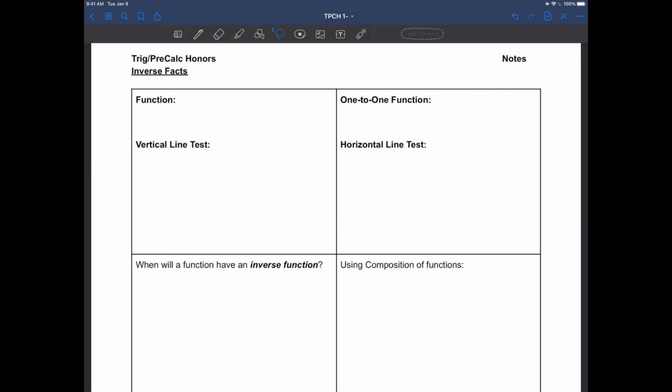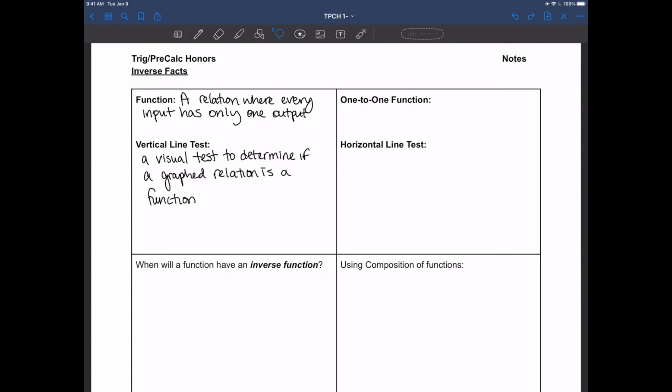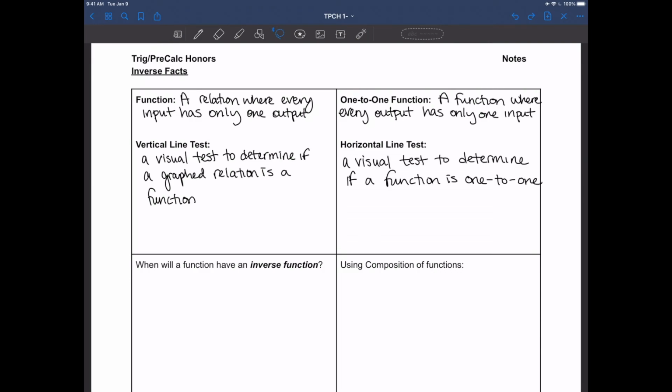All right, so we have a bunch of inverse facts. We're going to be writing a couple of definitions here. A function, we should all know, is a relation where every input has only one output. The vertical line test is a visual test to determine if a graphed relation is a function. First we graph the relation and then we use the vertical line test to determine if it is a function. What is a one-to-one function? A one-to-one function is a function where every output has only one input. And the horizontal line test is a visual test to determine if a function is one-to-one.